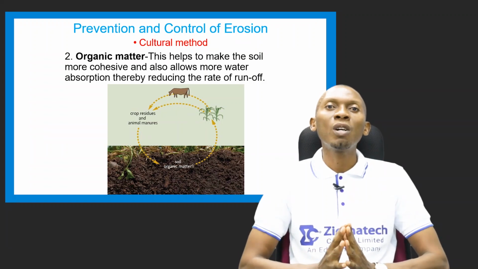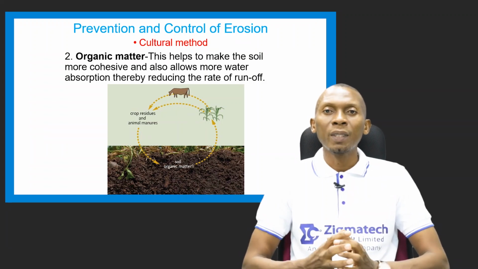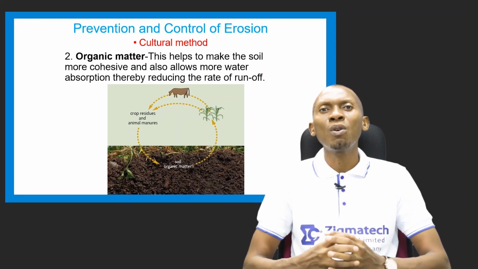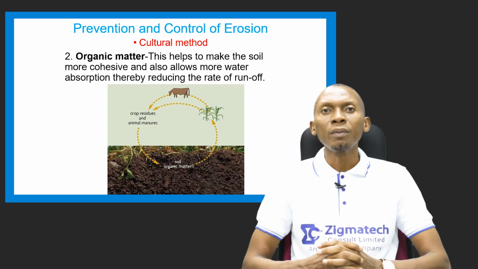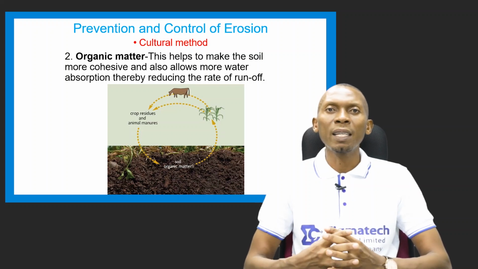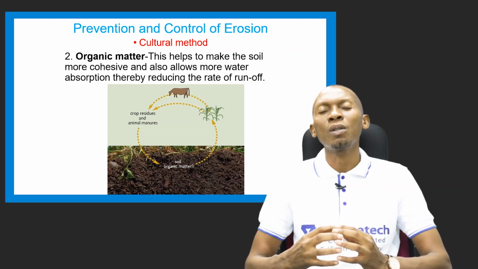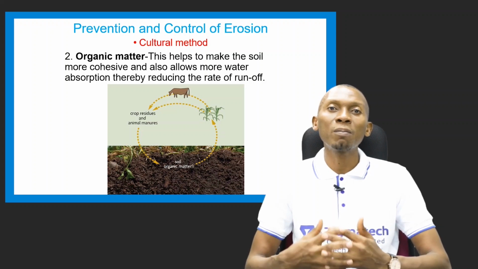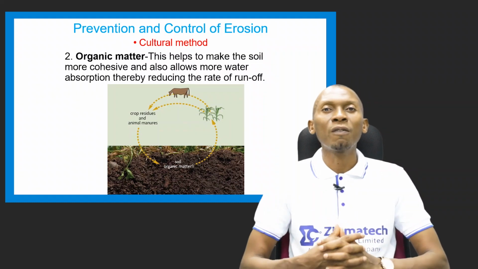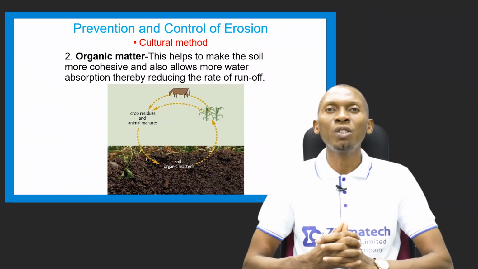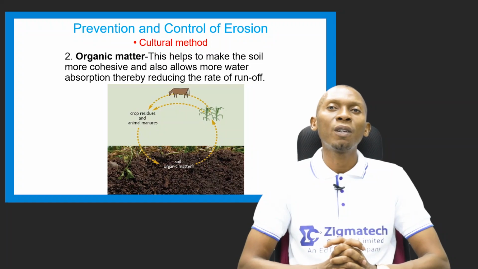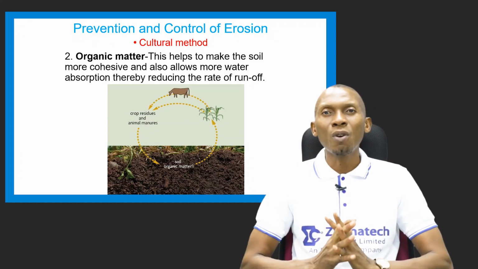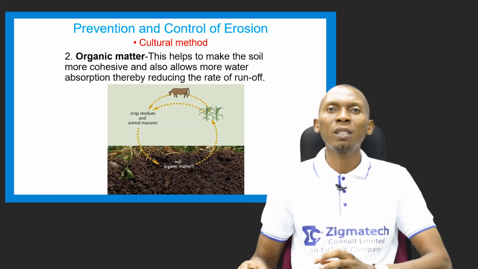Now, this helps to make the soil more cohesive as it binds the soil particles together, and also allows more water absorption. You can find that with the organic matter present, the water is able to be absorbed. That means percolation takes place better with the presence of organic matter, and this will help to reduce the rate of runoff. So that's organic matter as a cultural method of preventing and controlling erosion.